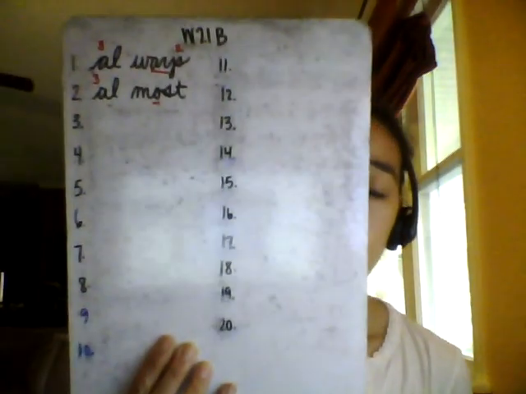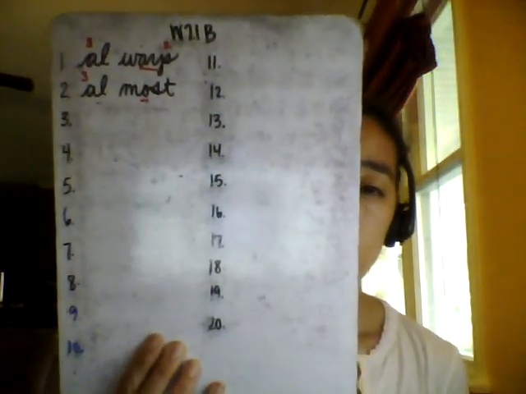Almost. This also uses the dropping L word. So number 2 is almost. I almost tripped, but I caught myself. Two syllables, think to spell: A, O, M, O, st. Spell almost out loud.